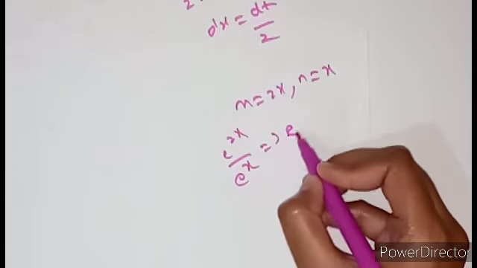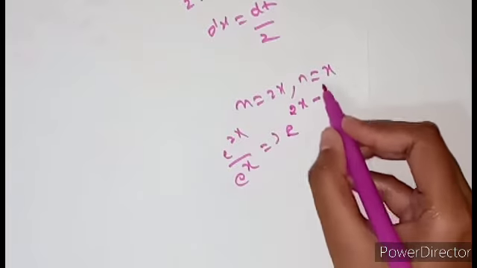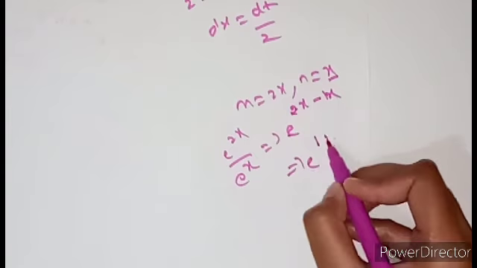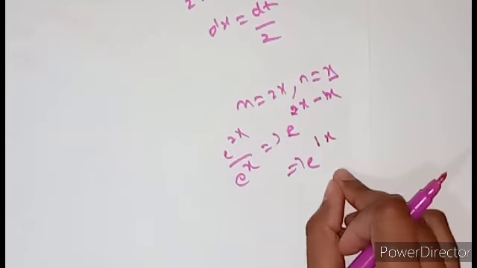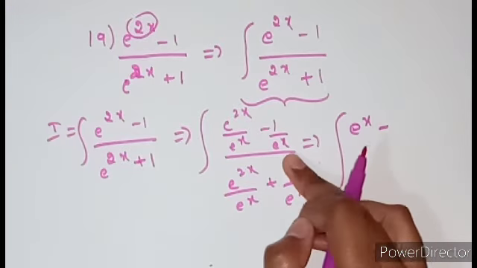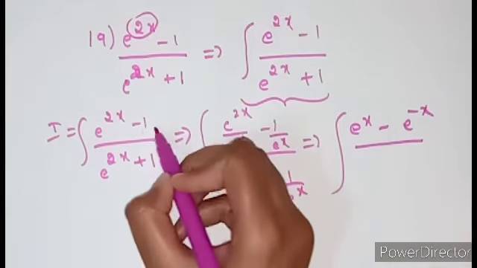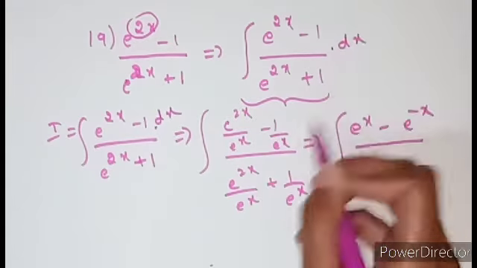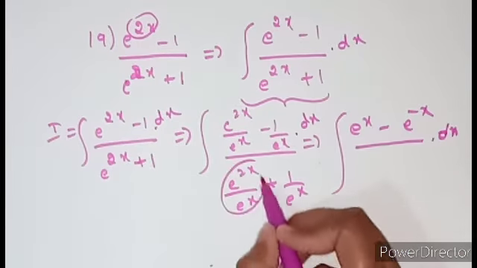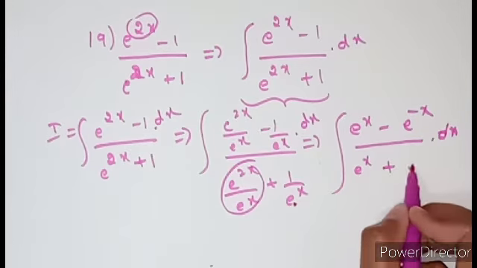So a here is e, m is 2x, minus n is x. If I subtract 2 minus 1 is 1, so x as it is. So we have got 1x, which is nothing but x, so e power x. Now if I shift this e power x to the numerator, it becomes e power minus x. Don't forget to put dx since we are integrating with respect to x. Again the same here, we get e power x plus, if I shift this e power x to the numerator, it becomes e power minus x.